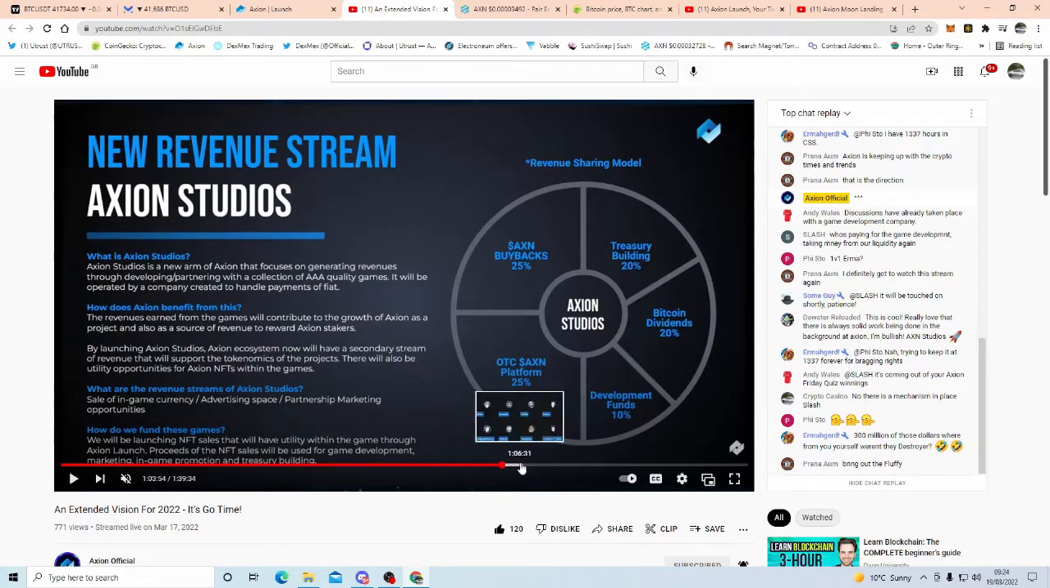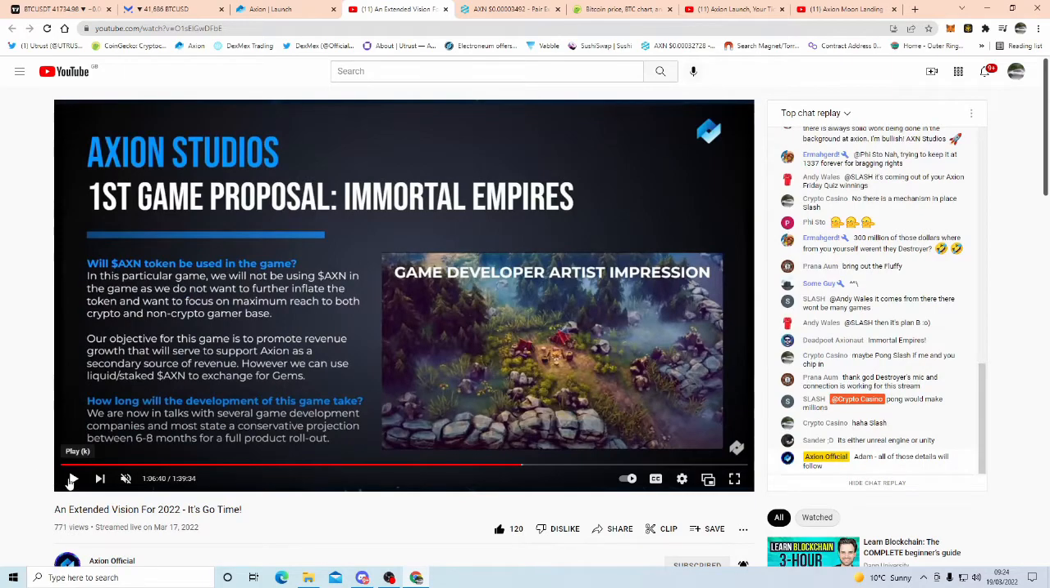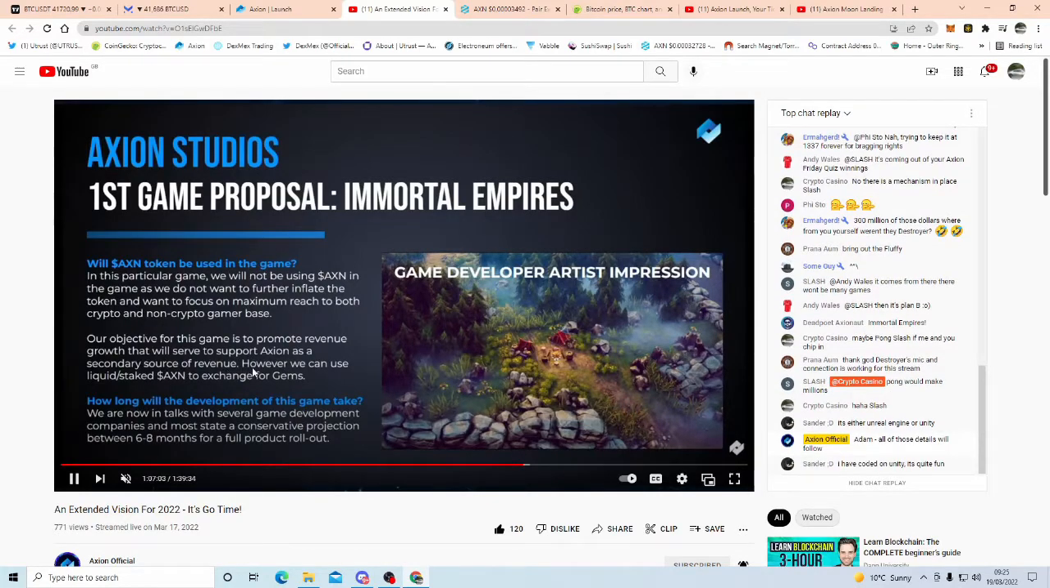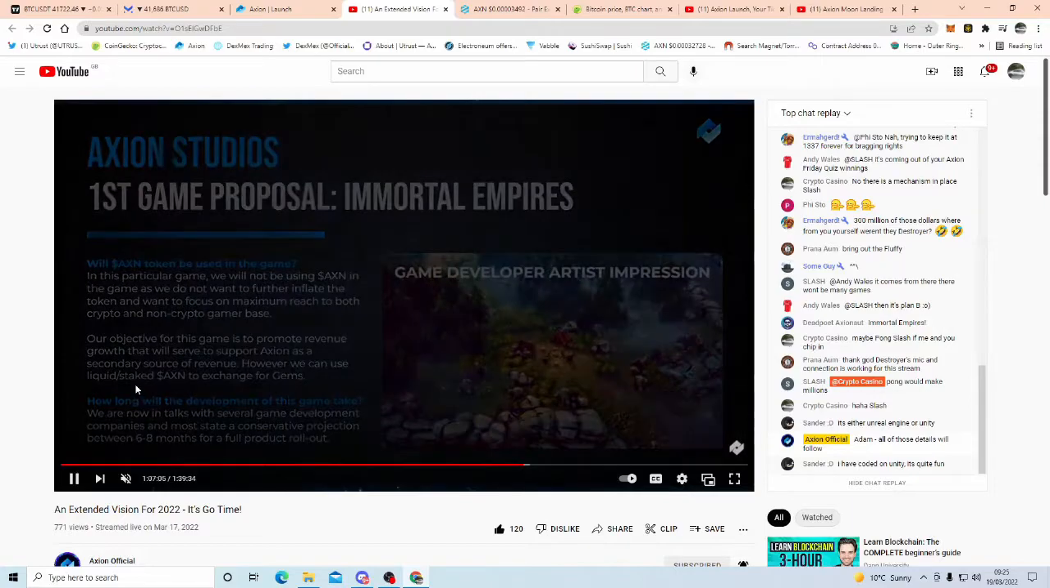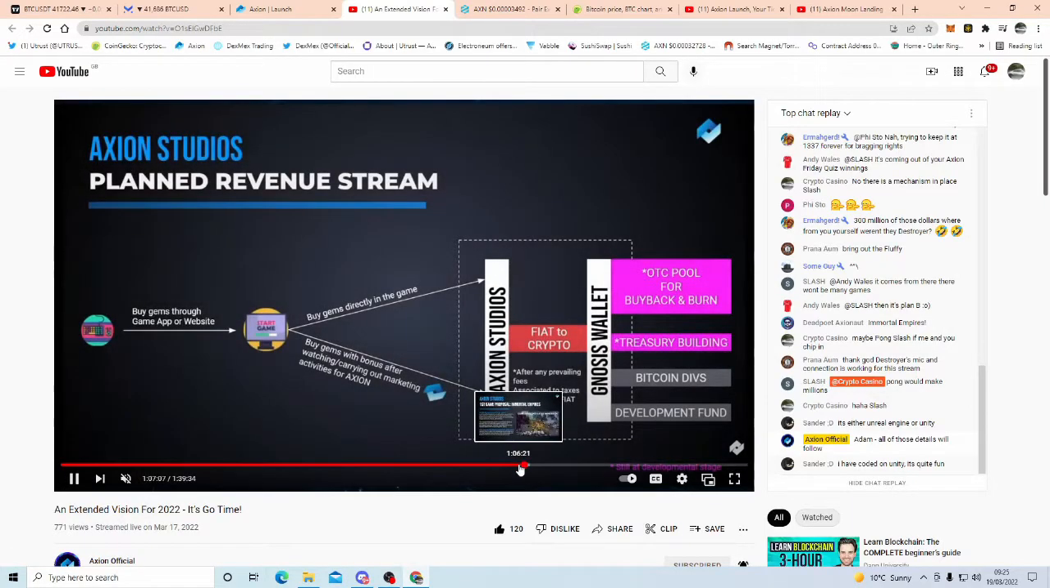All right. So we go here, pause it again. Will Axion token be used in the game? In this particular game, we will not be using the Axion in the game, as we do not want to further inflate the token and want to focus on maximum reach to both crypto and non-crypto gamer base. Our objective for this game is to promote revenue growth that will serve to support Axion as a secondary source of revenue.